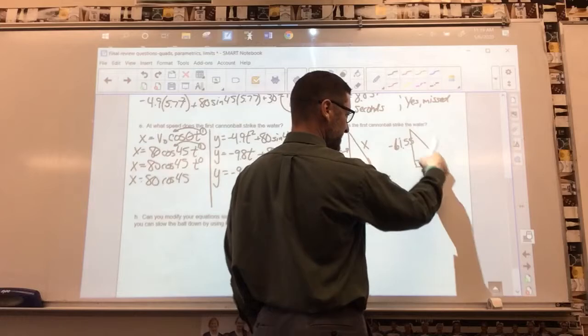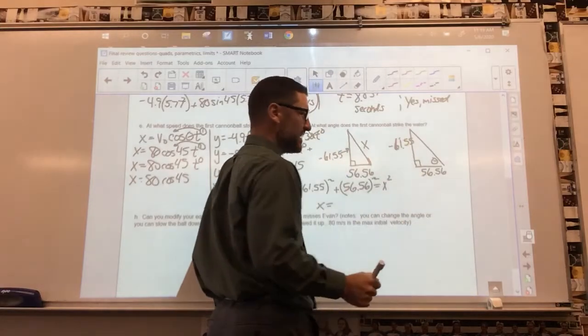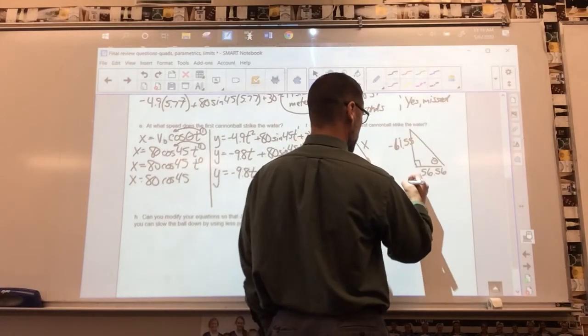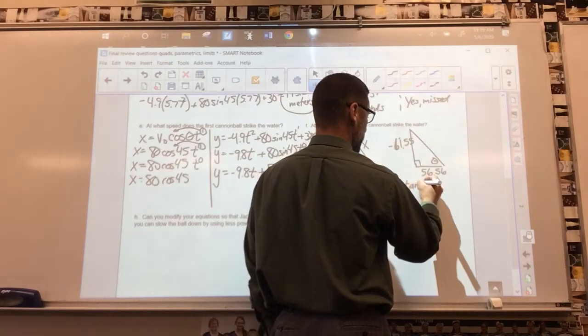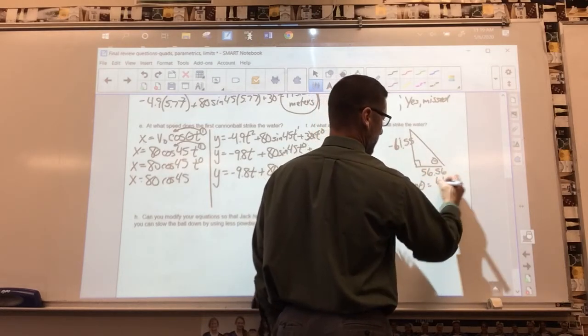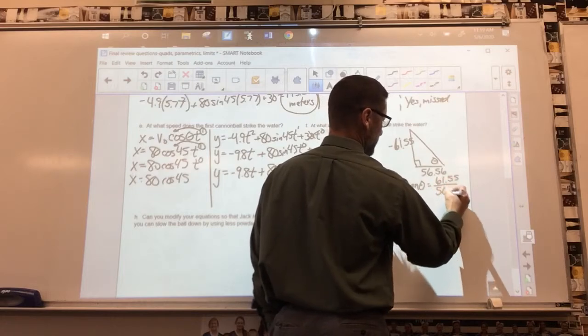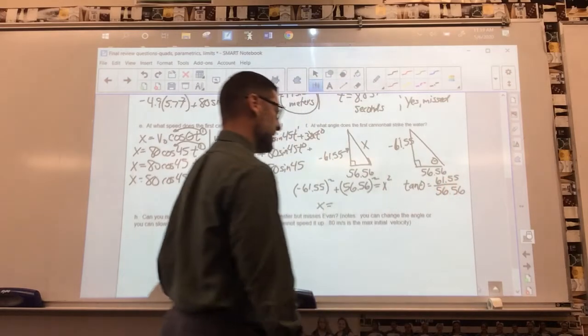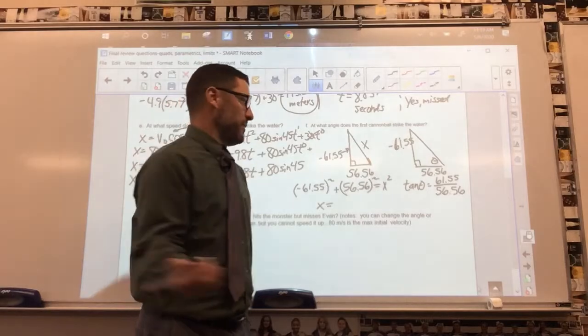And then here, it's a tangent problem. I don't really need the negative sign, I just care about the number. So I take the tangent of theta is equal to opposite 61.55 divided by adjacent 56.56. And I come up with the two answers.